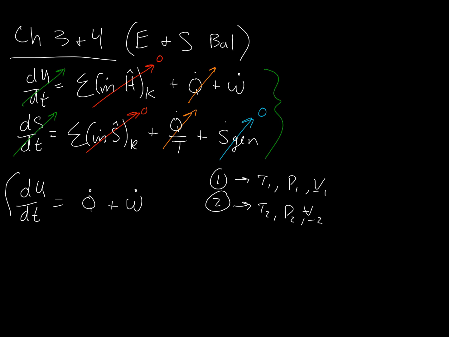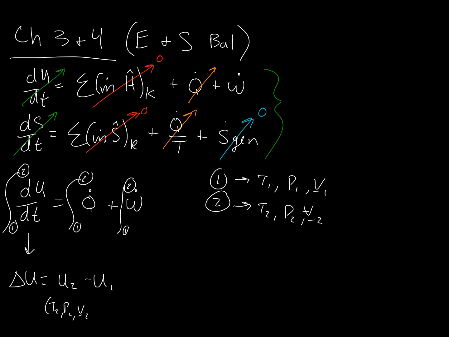Now, in the case of the left-hand side of the equation, this just goes to delta U, which is equal to U of state 2 minus U of state 1. So for any state property, all I care about is what is my final state and what is my initial state. And I know that U of 2 is a function of temperature 2, pressure 2, volume 2, and that U of state 1 is a function of temperature 1, pressure 1, specific volume 1.